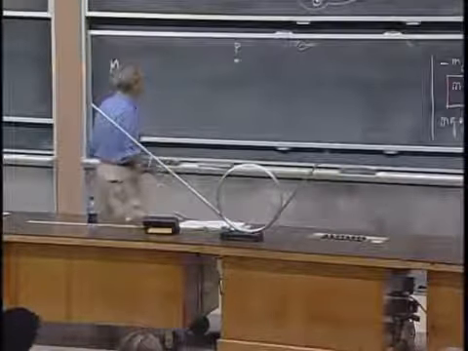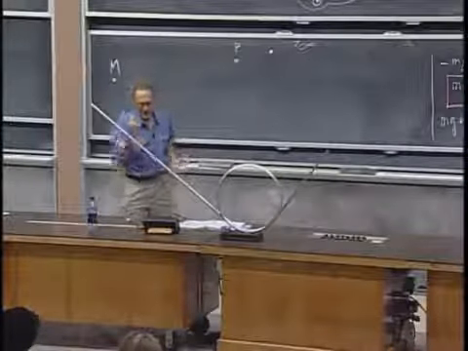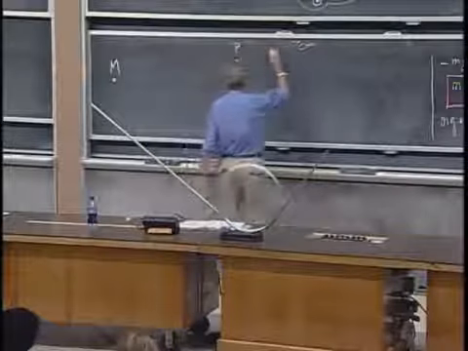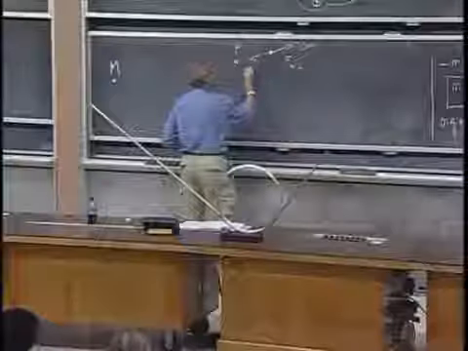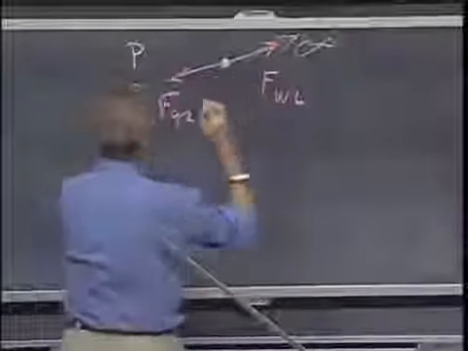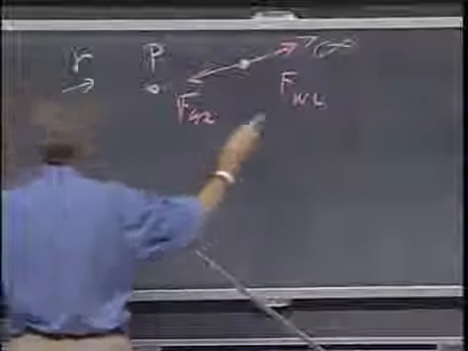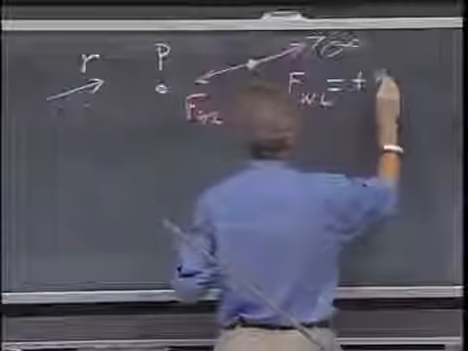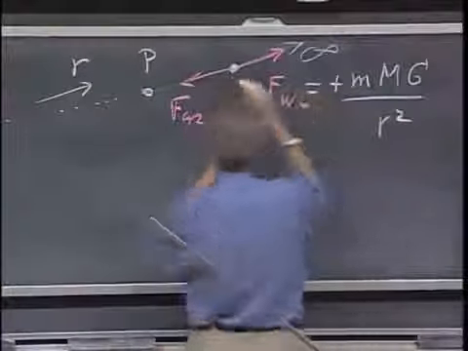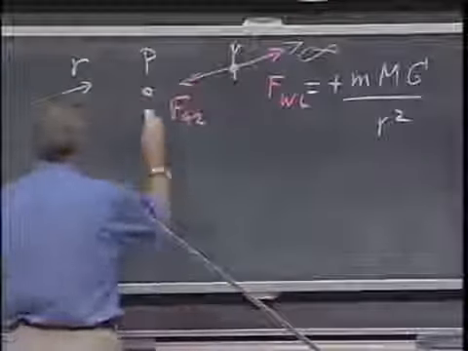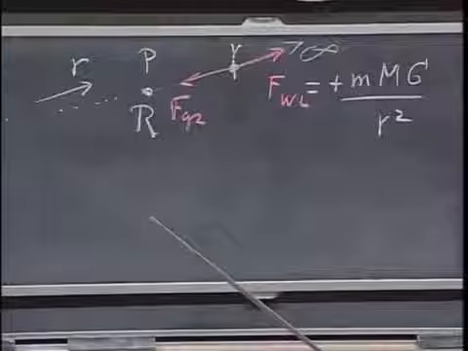The force that I will experience, that I will have to produce, is this force. Force of gravity is this one. The two are identical except that mine is in this direction. This is increasing value of r. So mine would be plus mg divided by r squared if I'm here at location r. And let this be at a distance capital R from this object.